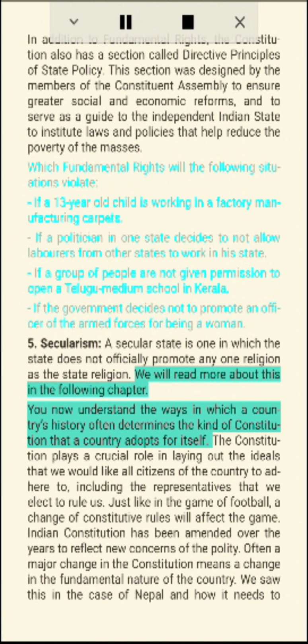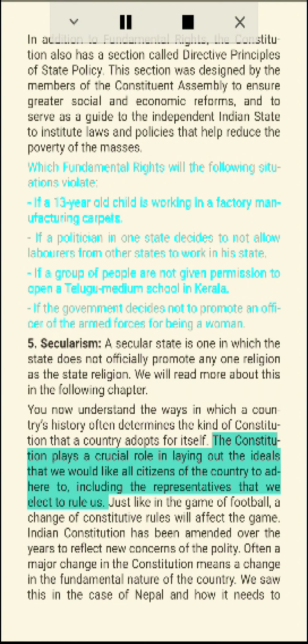You now understand the ways in which a country's history often determines the kind of constitution that a country adopts for itself. The Constitution plays a crucial role in laying out the ideals that we would like all citizens of the country to adhere to, including the representatives that we elect to rule us. Just like in the game of football, a change of constitutive rules will affect the game.